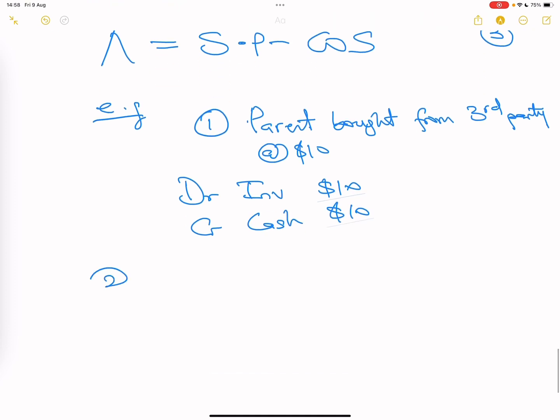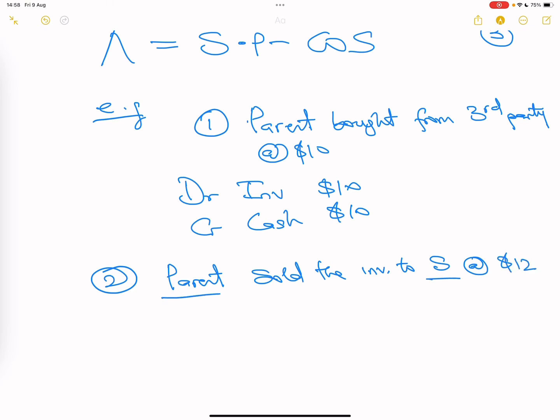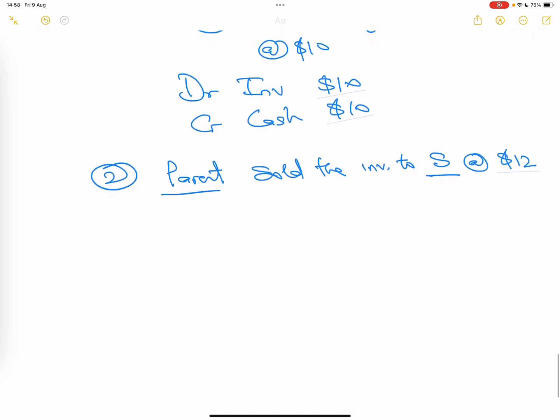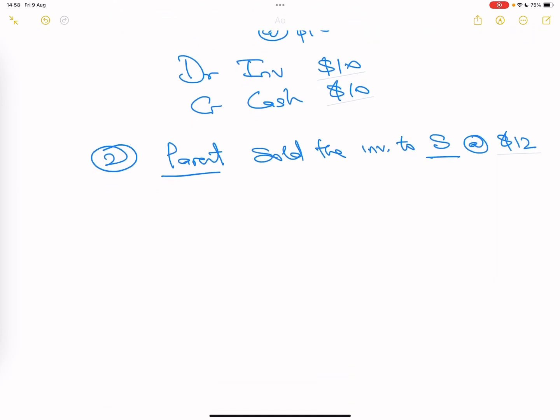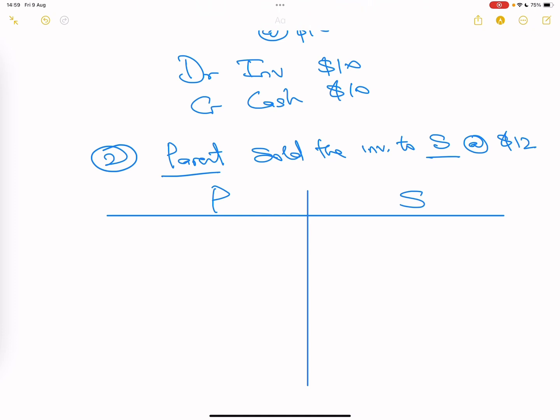Now let's say something happens next. This parent sold the inventory to its subsidiary, however, at $12. So now the parent is selling to the subsidiary. So this is now an intra-company transaction, which means two things will happen. The first thing will happen in the parent's books. The second one will happen in the subsidiary's books. So the parent and subsidiary will post these entries. The parent has sold goods at $12, which means you will recognize revenue.